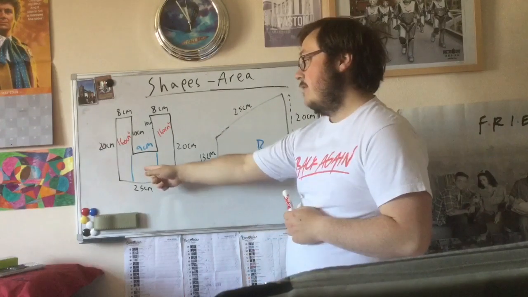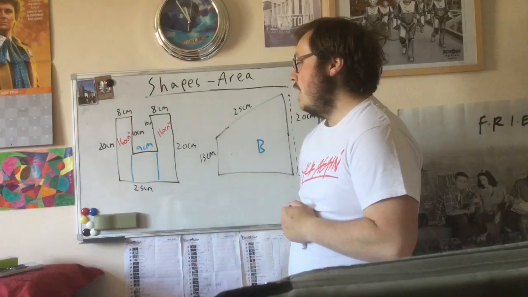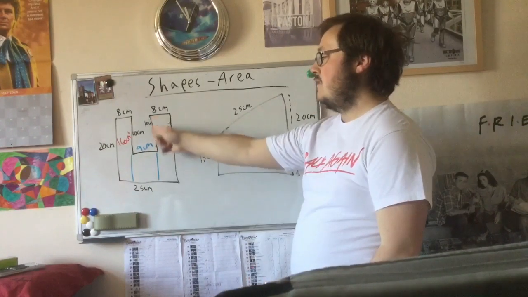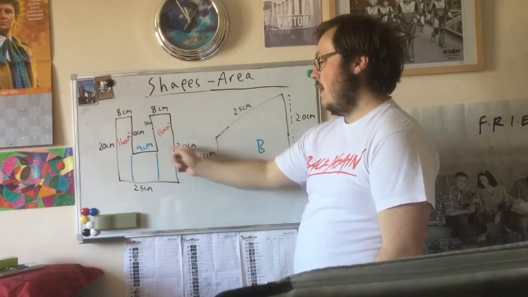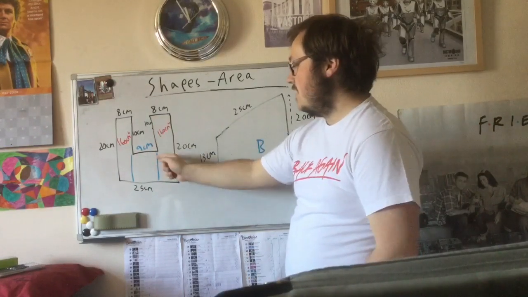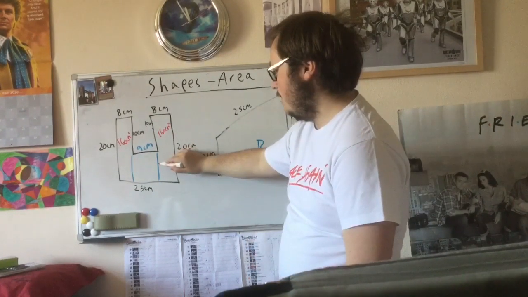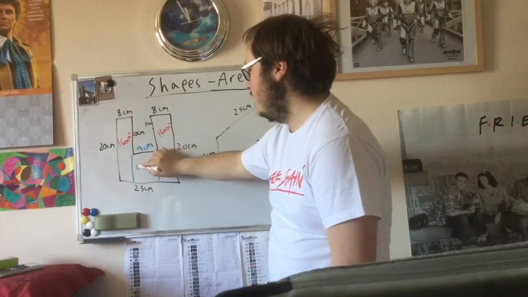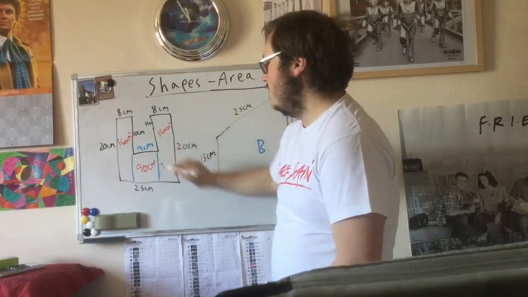So what's the area of this shape here? Well, we have our base of 9, but what's our height? Well, this line 10 centimetres and this line here makes up 20. So if that's 10, then this line is also 10. So 9 times 10 is 90 centimetres squared.